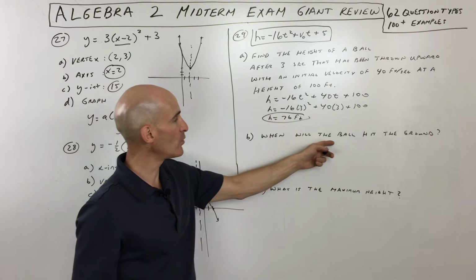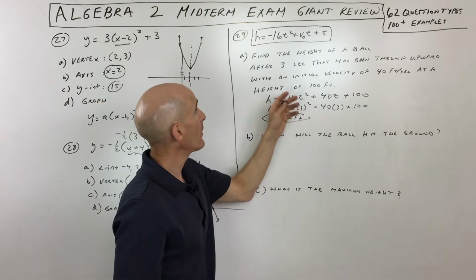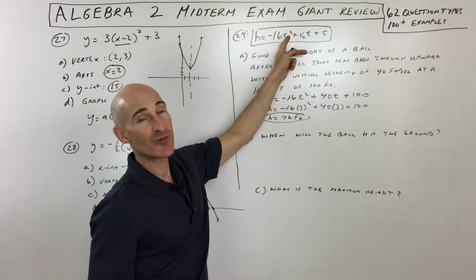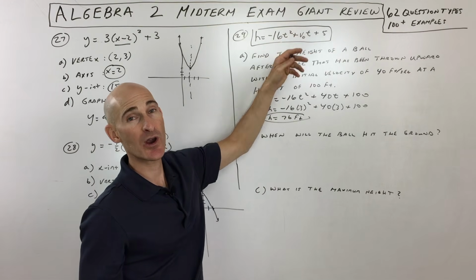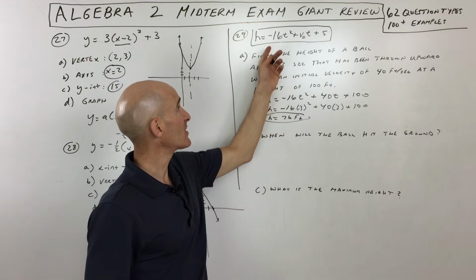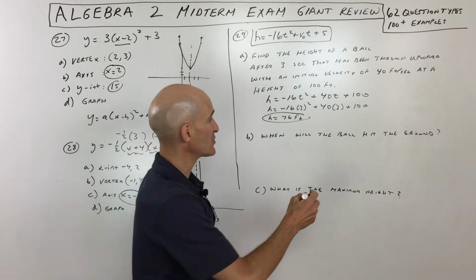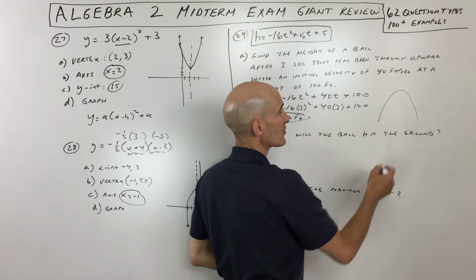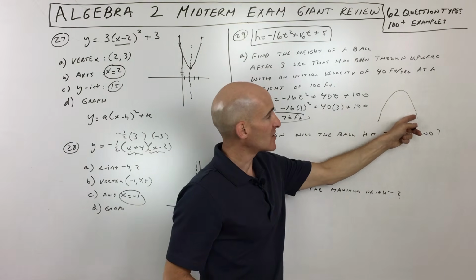Okay, letter B says, when will the ball hit the ground? Well, one thing you'll notice is that this is a parabola, right? Because of the t squared. Parabolas have either a U-shaped graph, opening up or opening down. But because the a value is negative, it means it's opening down. So basically this is going to look something like that. It's going to go up, it's going to come down, it's going to hit the ground.